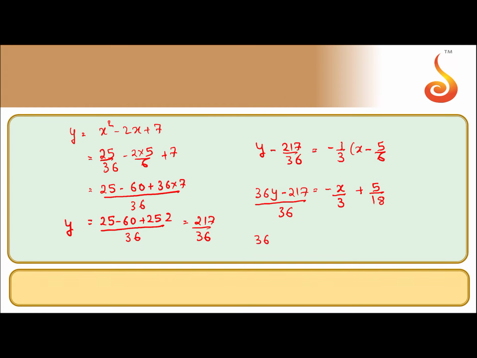So we multiply by 36. 36y - 217 = -12x + 5 times 10. So finally we can write 12x + 36y - 227 = 0 as the equation of the tangent.